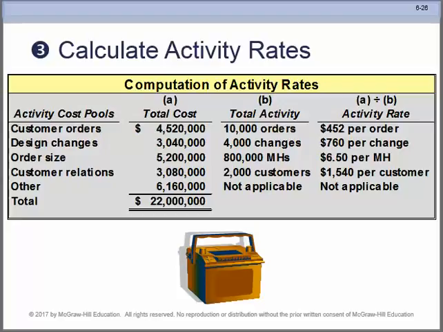Notice that the other pool, which has $6,160,000 in it, does not have an activity rate, because these organization sustaining costs will not and cannot be assigned to a customer. As much as we might want to, we can't assign every cost to a customer. It just doesn't work that way.